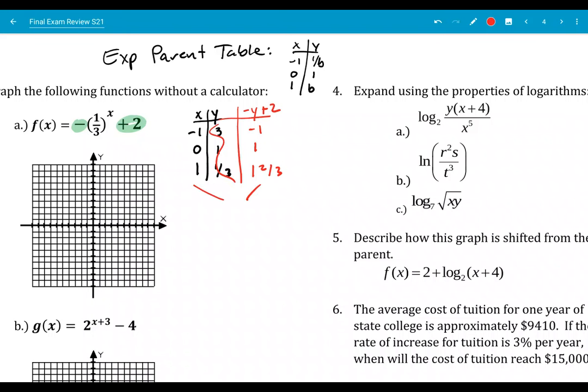So these two columns, because I don't need this anymore, are my new coordinates. So plotting these, negative 1 comma negative 1, 0, 1, and then 1 and 1 2/3.